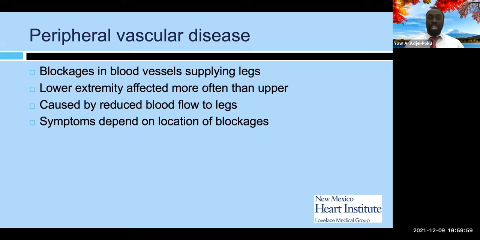And if you can imagine that the blood flow allows nutrients to supply the muscle, if your legs aren't able to get the nutrients that they need, the muscle doesn't get enough oxygen, enough nutrients, and can cause symptoms of pain. And the symptoms that patients have depend on the location of the blockages and which muscles are potentially affected.